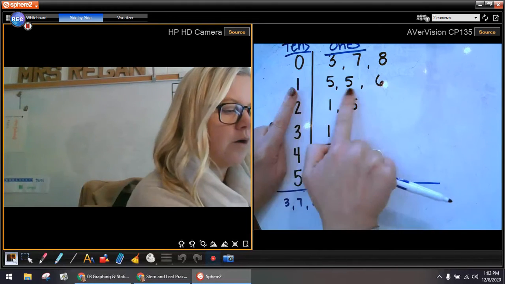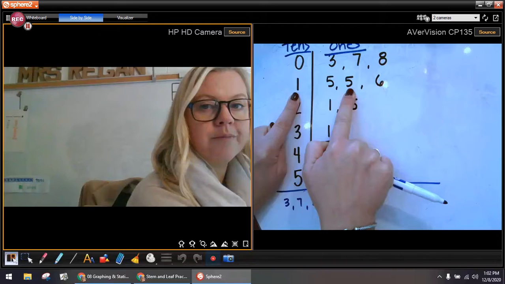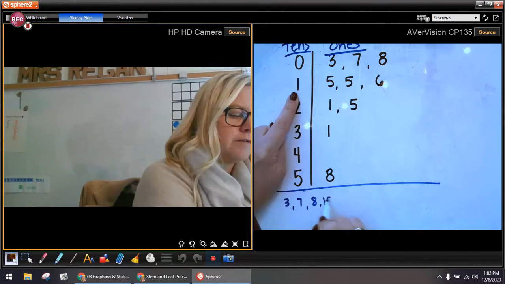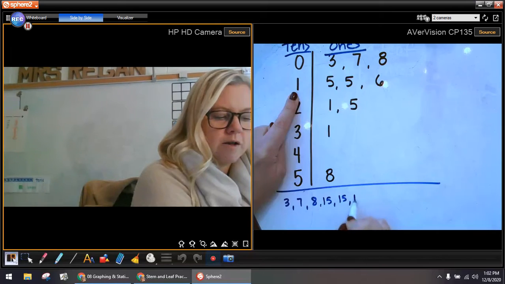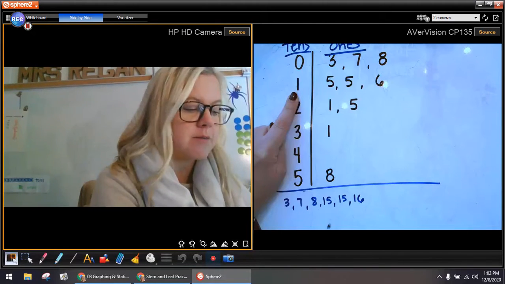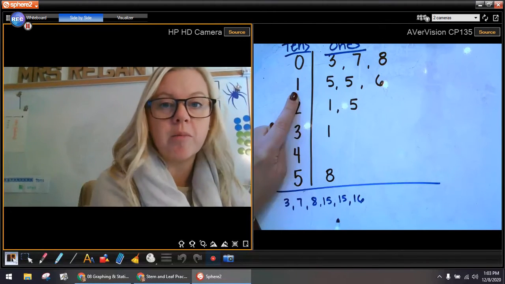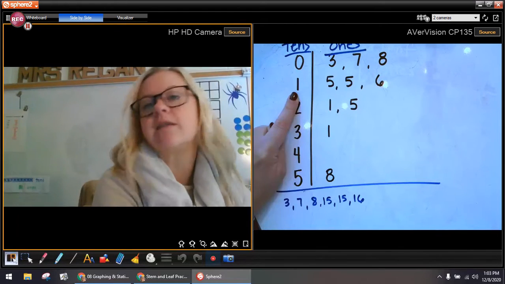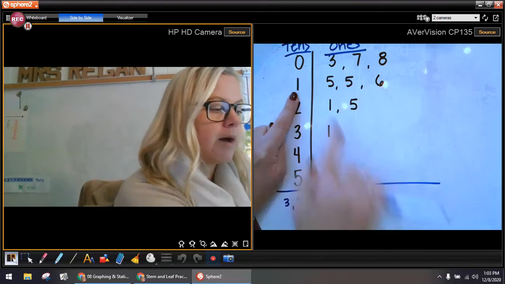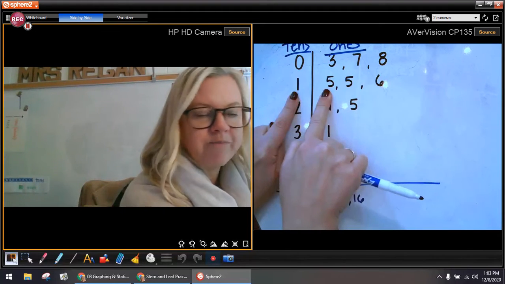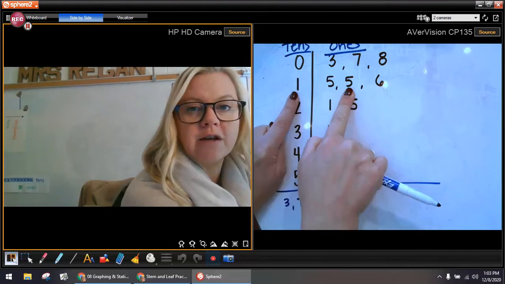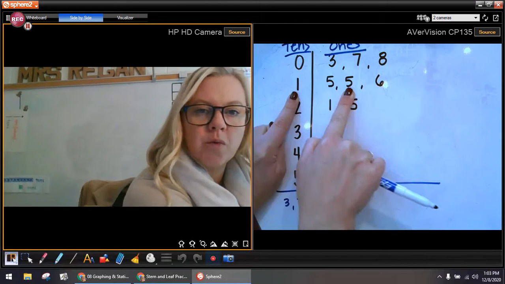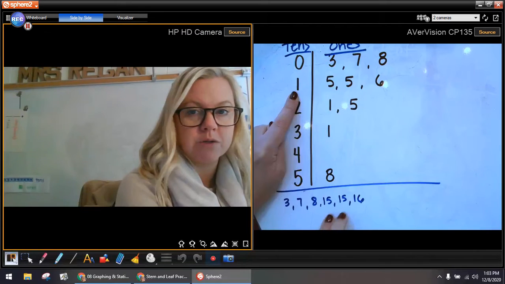15, a 1 and a 5, 15, a 1 and a 6, 16. 15, 15, 16. Now, yes, sometimes numbers show up more than once, and that's going to be important later on in our unit. So don't skip over it. It's almost like this is how many dollars I earn each day. Well, Monday, if I earned $15, Tuesday, I earned another $15. I'm not going to skip it just because it's the same. I still earn that money, so I still want to track, even though it's the same number twice.